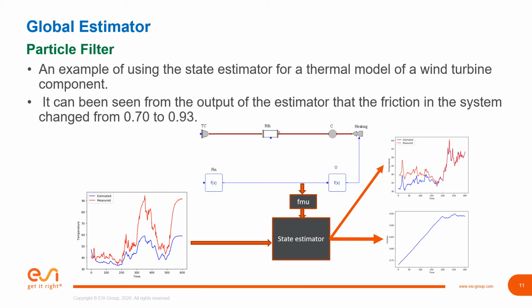And you can see here there is a gap between the estimated output in the blue line and the measurement in the red line. So the estimator works with the FMU file to tune the parameters to close the gap, as we can see here in the output of the estimator. And when we checked the output of the estimator, we found that the friction changed from 0.7 to 0.93, so we can define that there is a problem with the friction, and we can know the amount of the friction here.